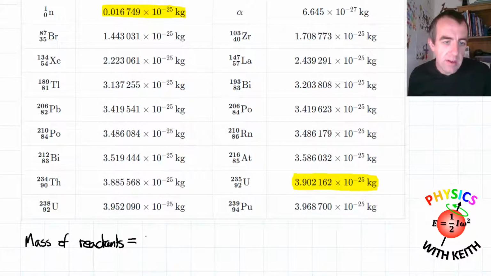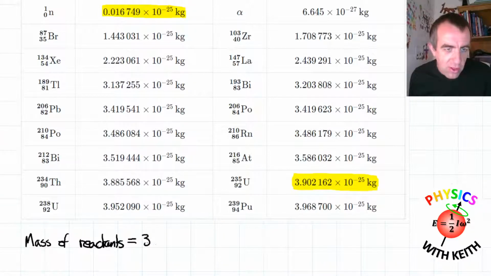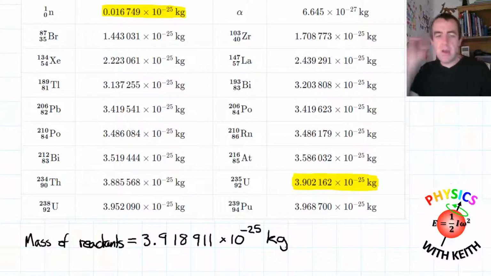And now we can write this number down. So it was so many digits. 3.918911, 918 times 10 to the negative 25 kilograms. Okay, so I've got my answer.